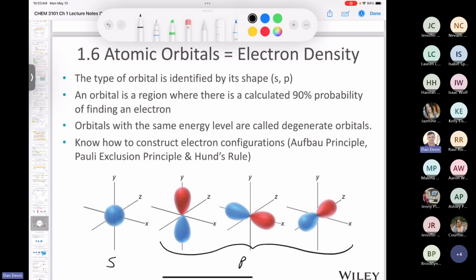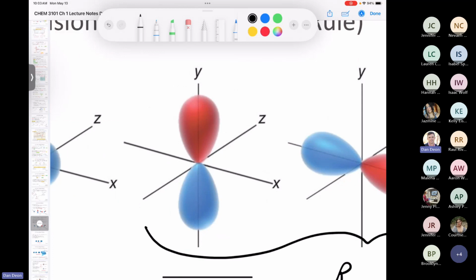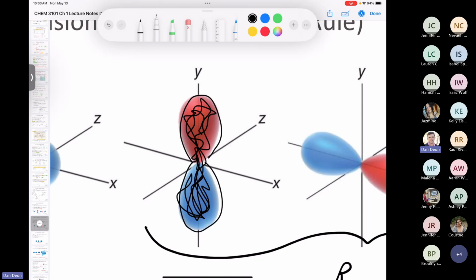An orbital is a region where there's a 90% probability of finding an electron. Remember, electrons can move very quickly. If I were to try to animate it here, and I can't really do it, the electron is going to be somewhere inside this space, moving very quickly, but if you average it out, eventually you get this kind of shape.